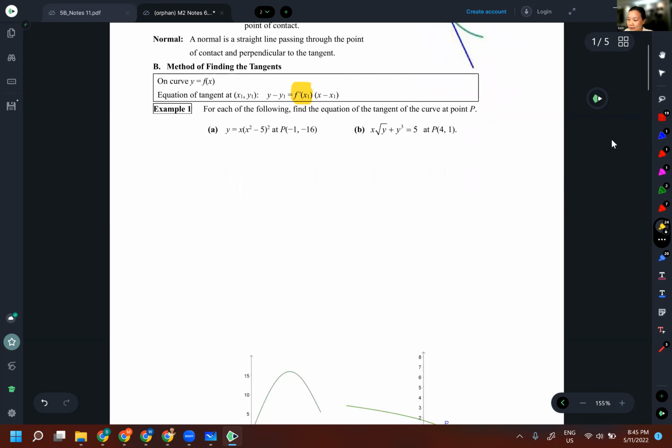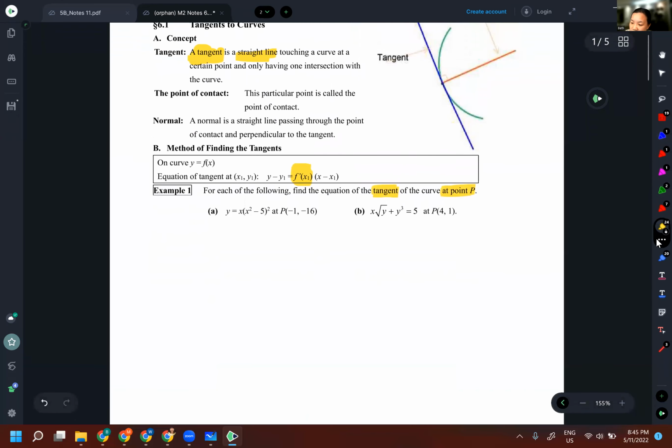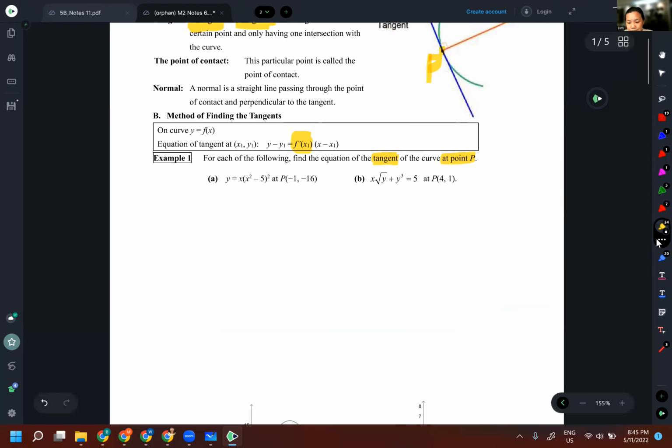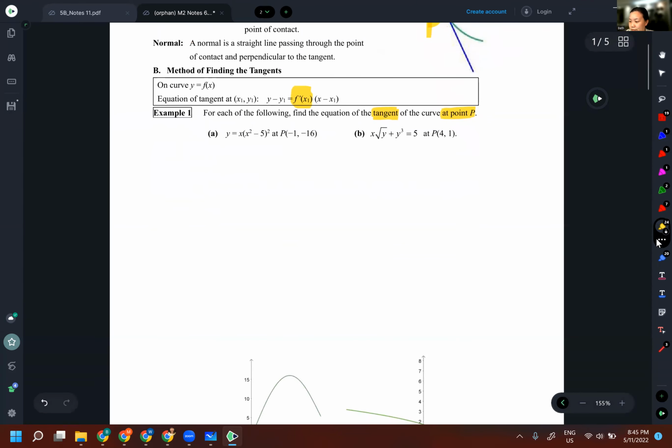Example. For each of the following, find the equation of the tangent of the curve at point P. Tangent at P. This phrase, tangent at P, means P is here. That's P. P is on the curve, and there's a tangent passing through P. So, first, dy/dx.